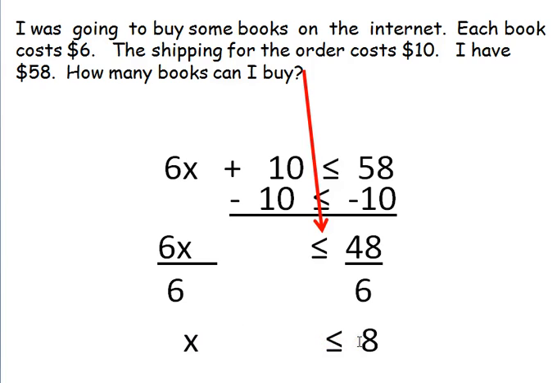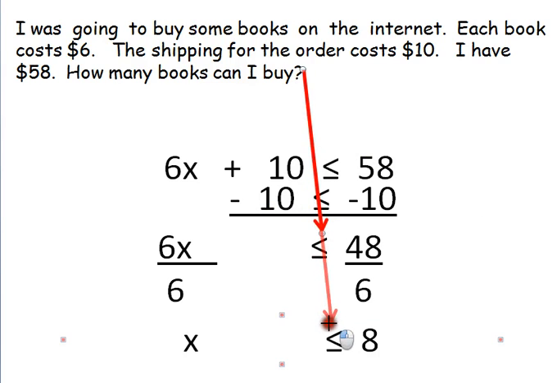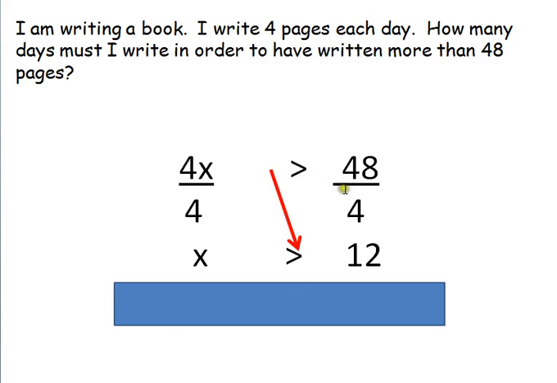So I can buy up to 8 books. I can buy 8 books or any amount of books less than 8 books with my $58 and still have enough money. I can't buy more. Once I buy more than 8, I no longer have enough money. So if you see it saying something along the lines of, I have at least, or I have this much or more, you're going to use the greater than or equal to sign. Have the little line under here. Okay, if it just says more than or less than, you know you're going to have to use the greater than or less than without this line right here. You're going to have to use this sign right here, okay, without the line underneath it.